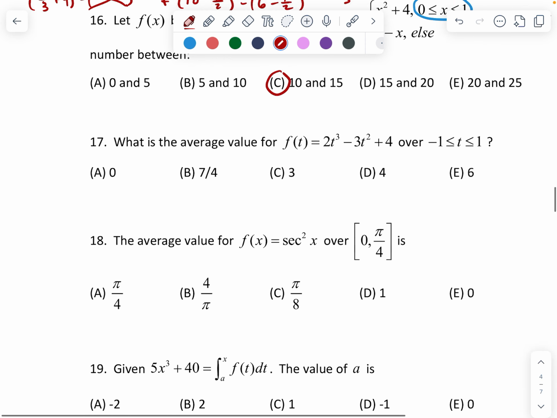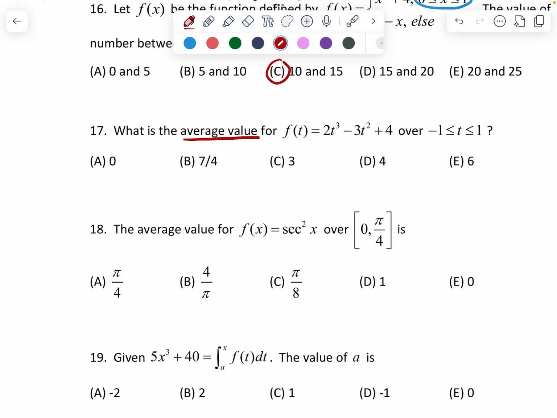Okay, number 17, average value. Okay, we just learned about this. Average value, the formula is 1 over b minus a integral from a to b of what you're taking the average value of, which is f of t. So plugging that into your equation, remember this is your a, this is your b, so you're going to have 1 over 1 minus negative 1. Look out for that double negative there. Integral from negative 1 to 1 of 2t cubed minus 3t squared plus 4.